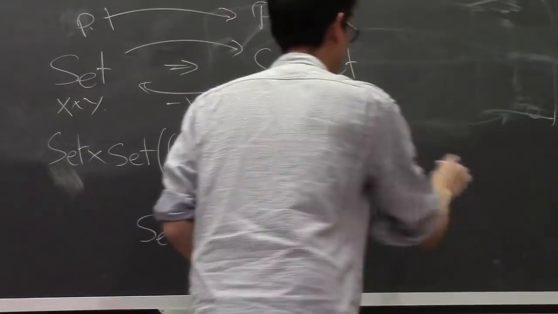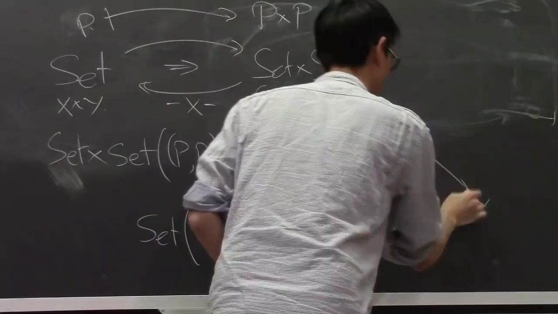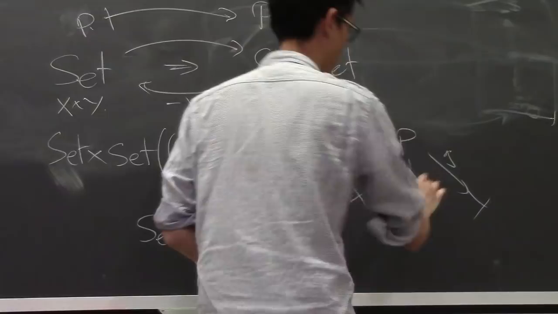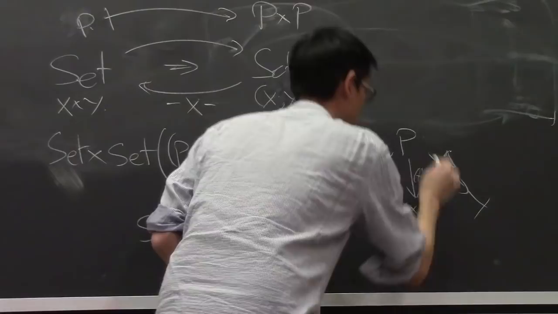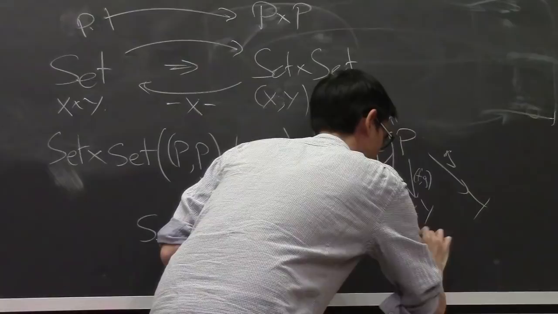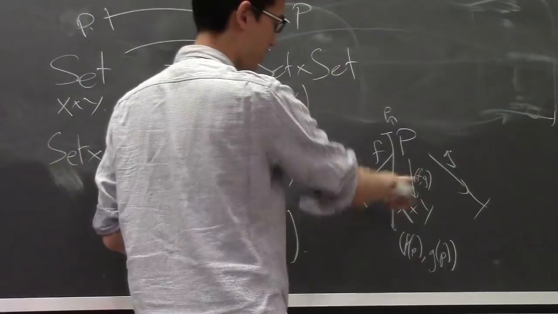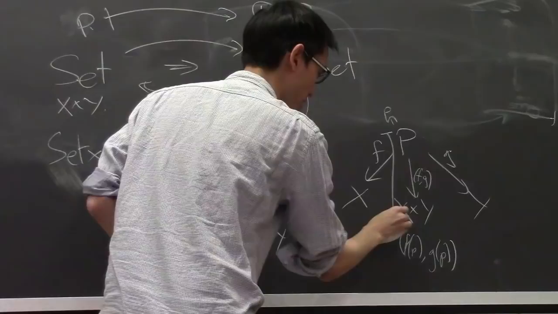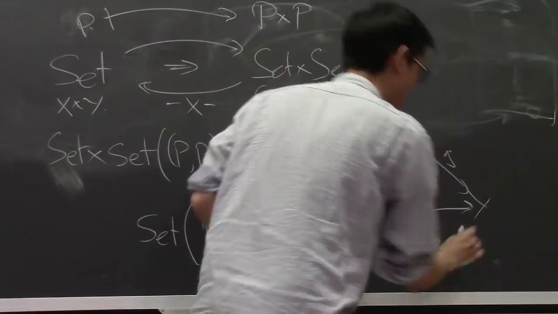And how does this work? Well, if we have a P with some function f to X and function g to Y, then we can extract a function to X times Y by just taking the pair. So it sends an element p to the pair (f(p), g(p)). And to go back the other way, we can take the projection. If you have a map from P to X times Y, then we can just say, where does it send the element in the first factor, and where does it send the element in the second factor?